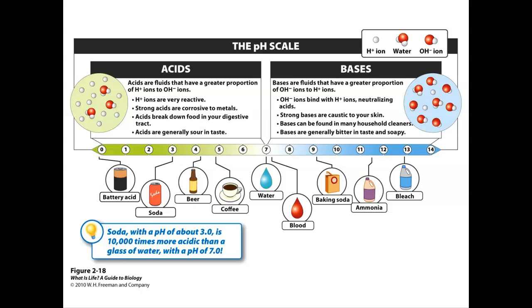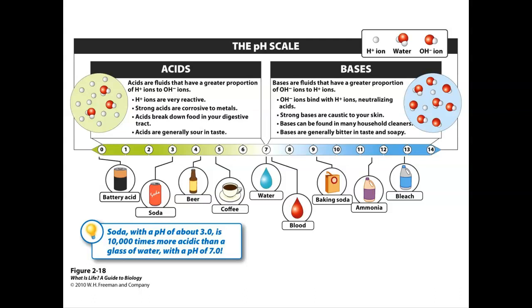So looking specifically at the acids, acids are going to be fluids that have a greater proportion of hydrogen ions to hydroxide ions. So the OH negative is a hydroxide ion. Hydrogen ions are going to be very reactive. Strong acids are corrosive to metals. Acids break down food in your digestive tract, and they're generally going to be sour in taste.